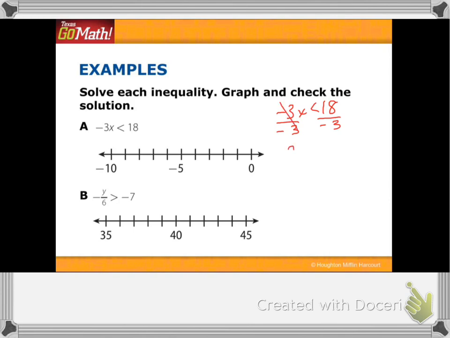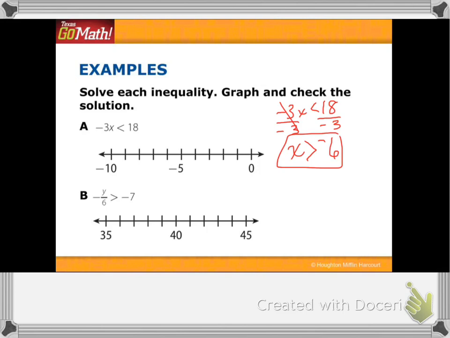On this side we cancel out. Because my dots are flipping, my inequality has to flip. So instead of being a less than, it's going to be a greater than. Now 18 divided by -3: a positive divided by a negative is a negative, and 18 divided by 3 is 6. So we end up with x being greater than -6.